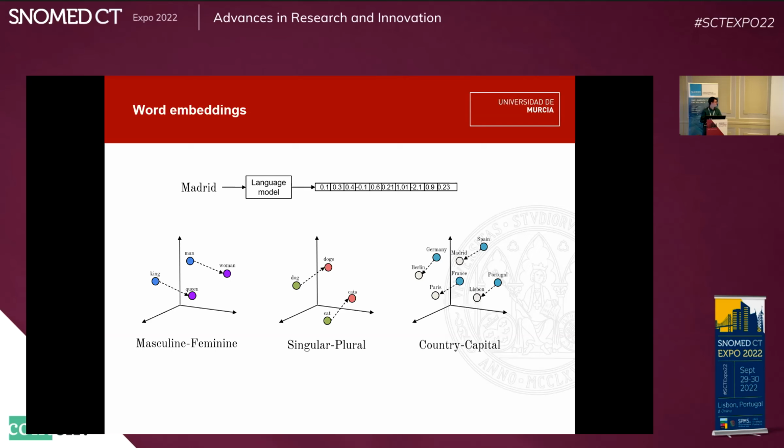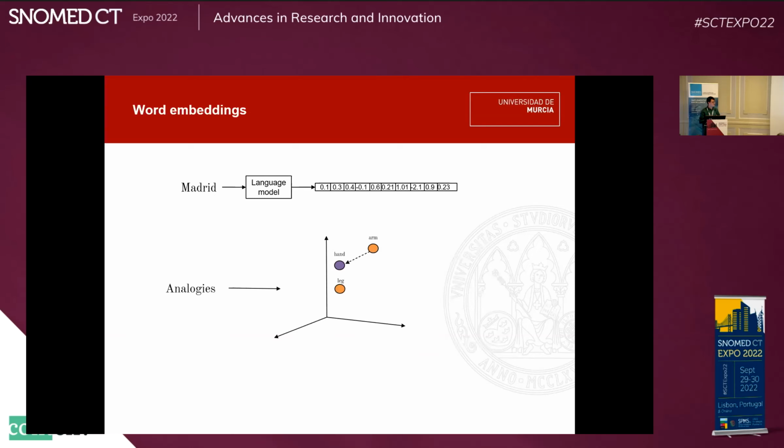We can then use this to perform analogies, to identify new relationships between concepts, or to find new concepts for a relationship. Here we have the concept arm and hand and the concept leg. If we measure the distance in the vector space between arm and hand and apply it to leg, we will find that the closest concept should be foot.